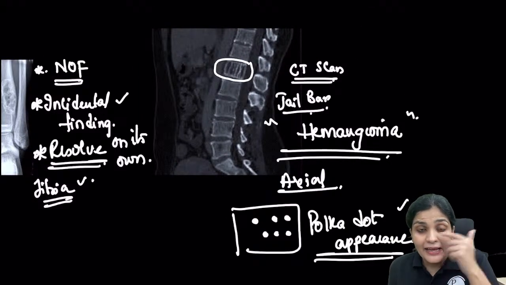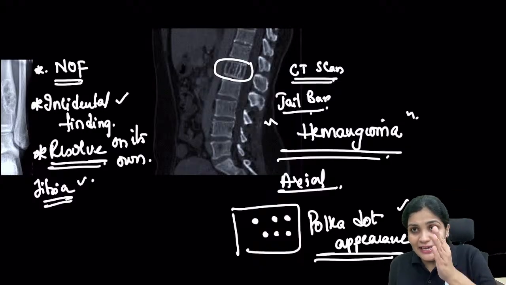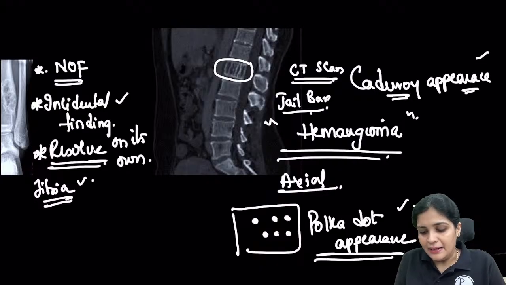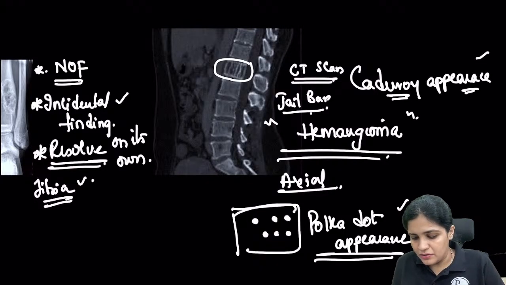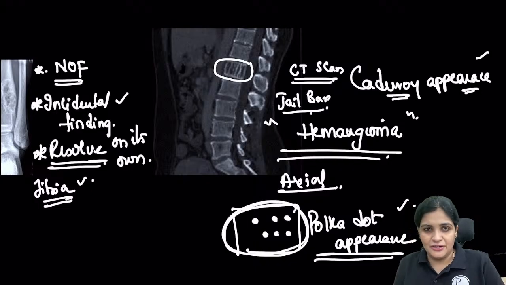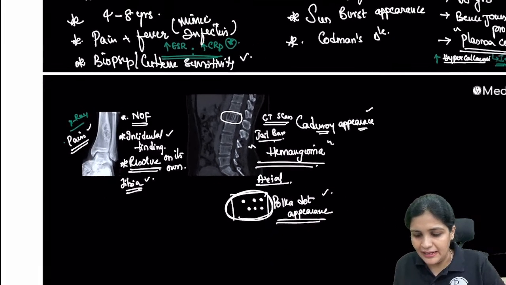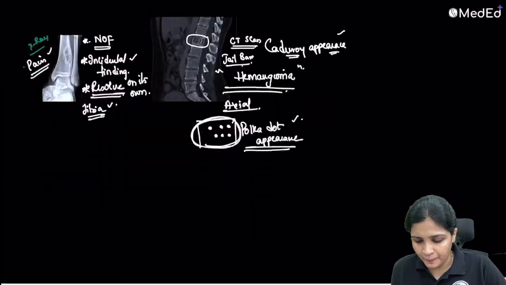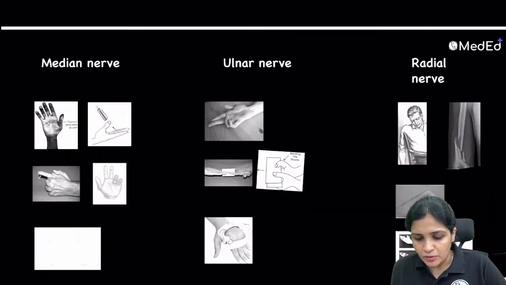Corduroy is what? It's a type of fabric where you can see the lines, right? Corduroy appearance. It is a type of fabric. And jail bar appearance and polka dot. Polka dot is usually what we see on the axial section, right? So these are some of the important things which you have to remember regarding hemangioma, non-ossifying fibroma and hemangioma. Is that clear? So now that completes your orthopedic oncology.